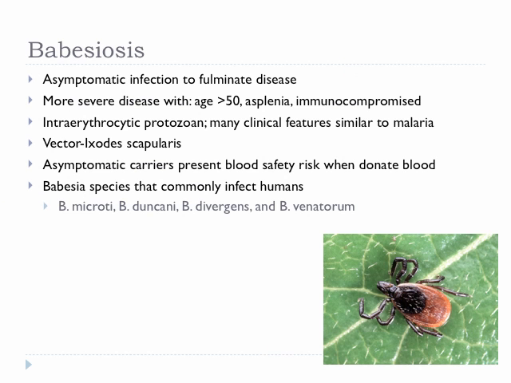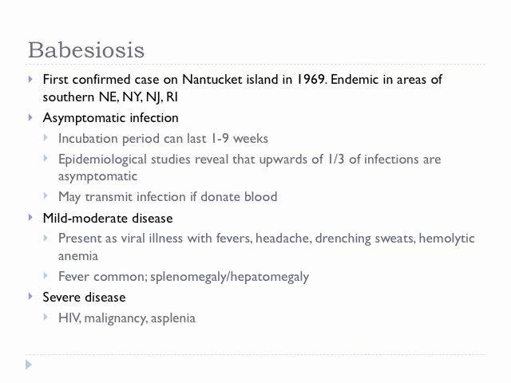So there are 4 Babesia species that commonly affect humans. I'm only going to talk about the first one, Babesia microti, because this causes most of the disease in the United States. Babesia divergens is causing a lot of the disease in Europe, and in some reports, the clinical course is worse with this. The first case was in Nantucket Island in 1969, endemic in areas of the New England states, New York, New Jersey, Rhode Island. Like I said, 3 illnesses: asymptomatic infection, mild to moderate disease, and severe disease, severe disease being in asplenic patients.